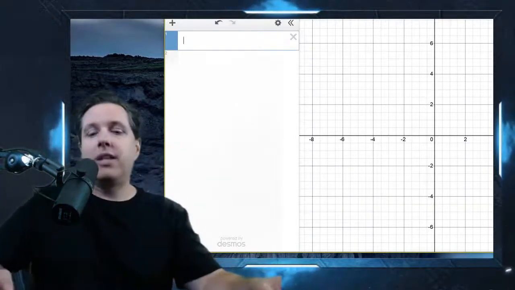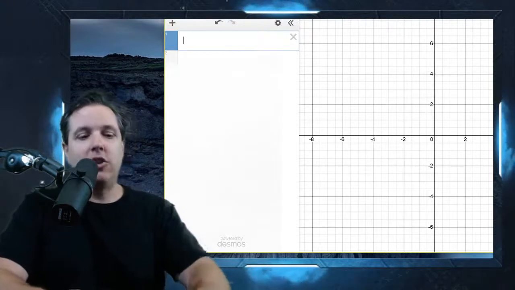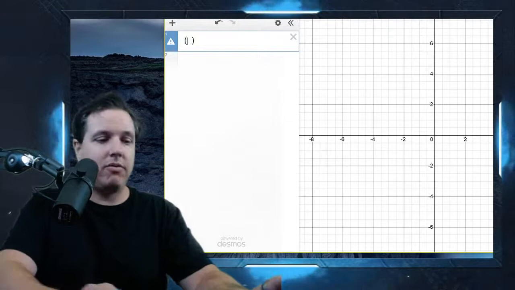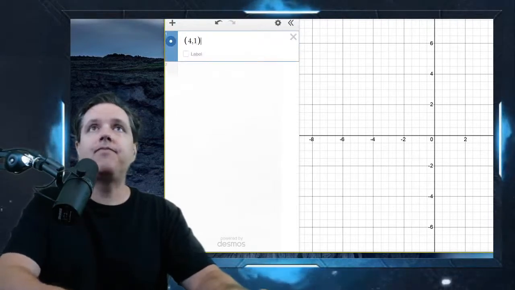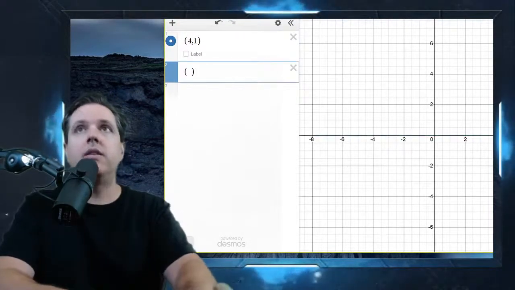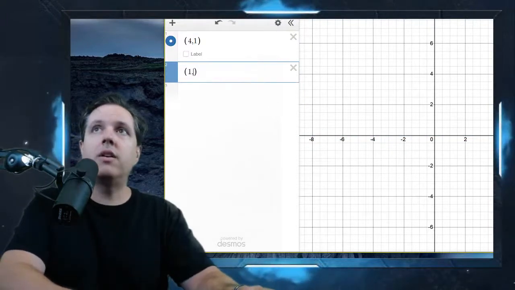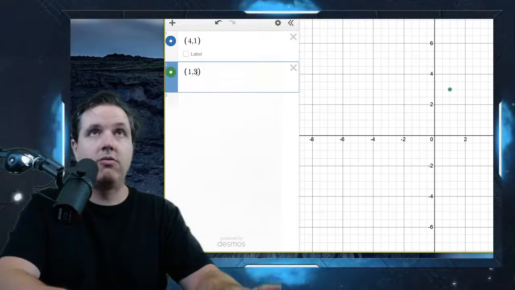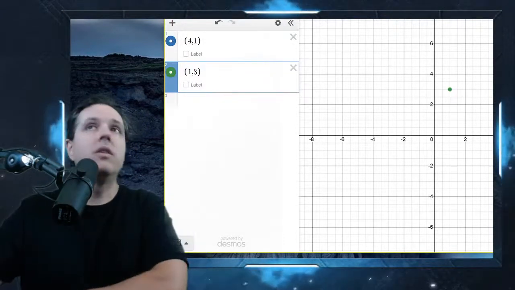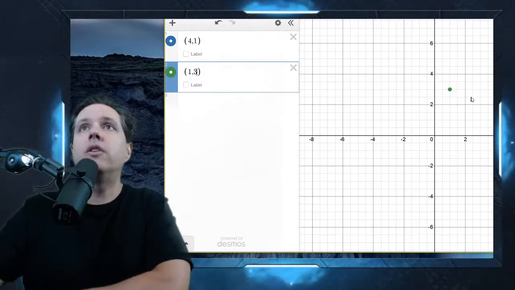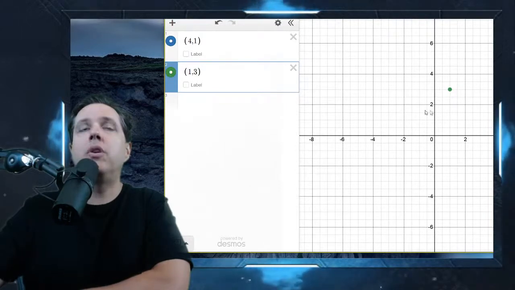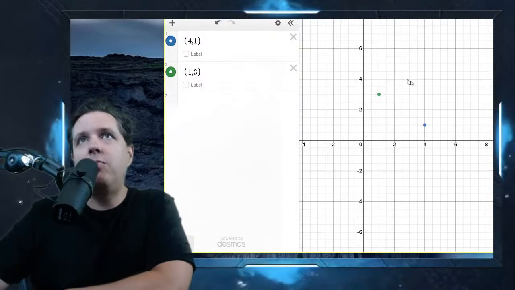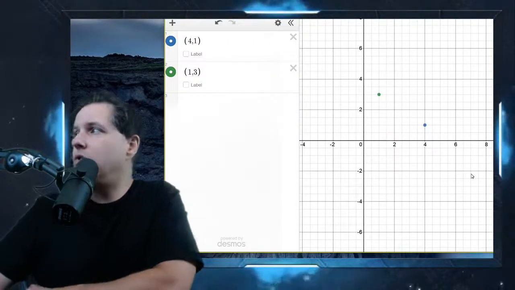So how do we measure something like that? How would I measure the slope between 2 points? Let's do an example. (4, 1) and (1, 3). Okay, so what would be the slope? How would I figure out the slope of the line that goes through these 2 points?